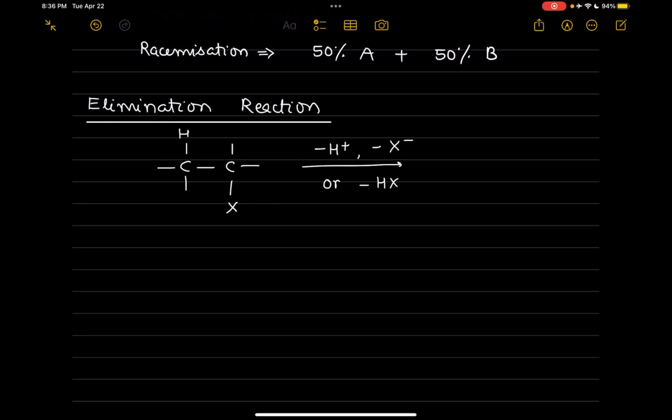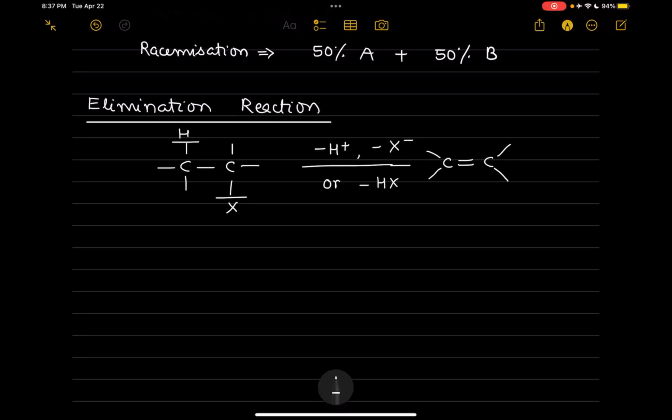Why two groups? Because once this X comes out, the bond is free. This H is also leaving, and the valencies can be satisfied if both the bonds get attached to themselves, forming a double bond. Is that clear or not? Right.